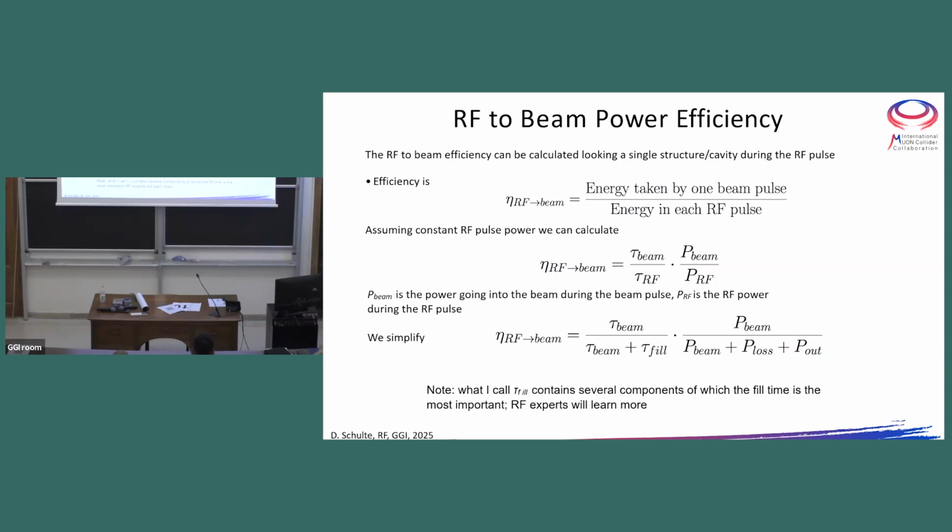You don't have an RF pulse that's longer than that for good reasons. And you take the power into the beam, which is obviously the power the RF has to provide, into the beam, plus the power that you lose in the walls, plus the power, for example, in a traveling wave structure that leaks out, or in a standing wave cavity, what is reflected, okay?